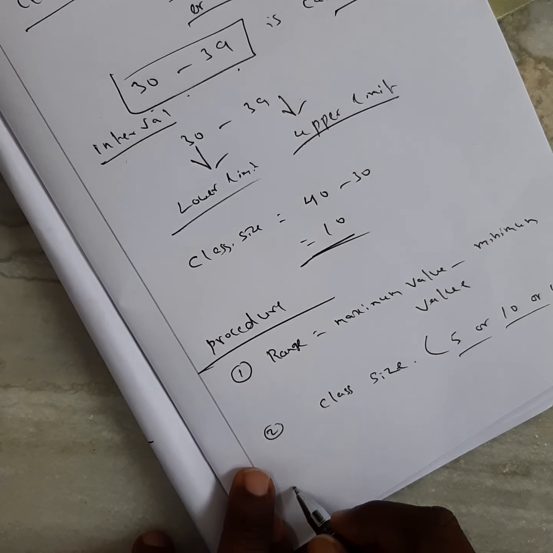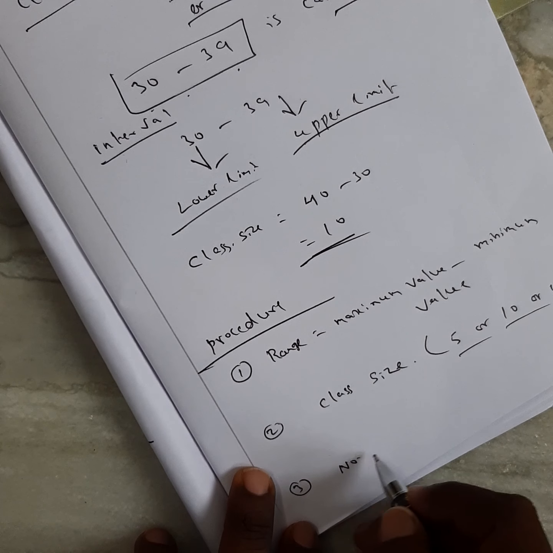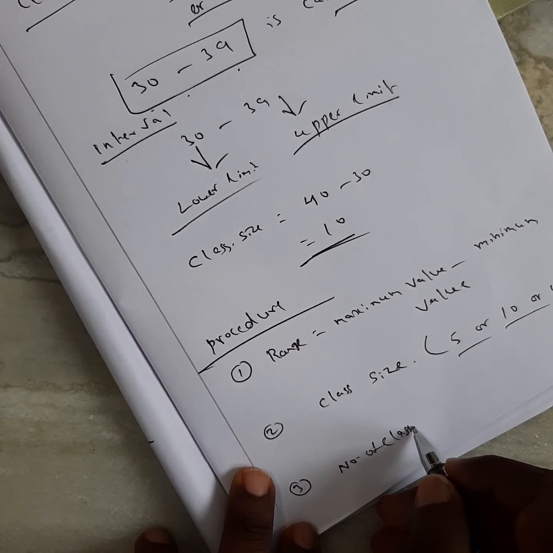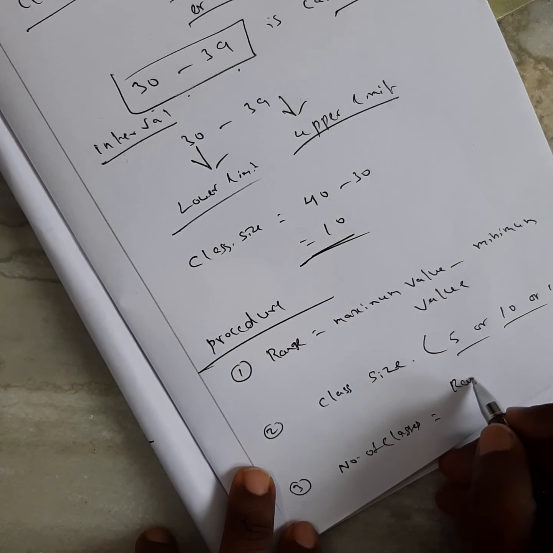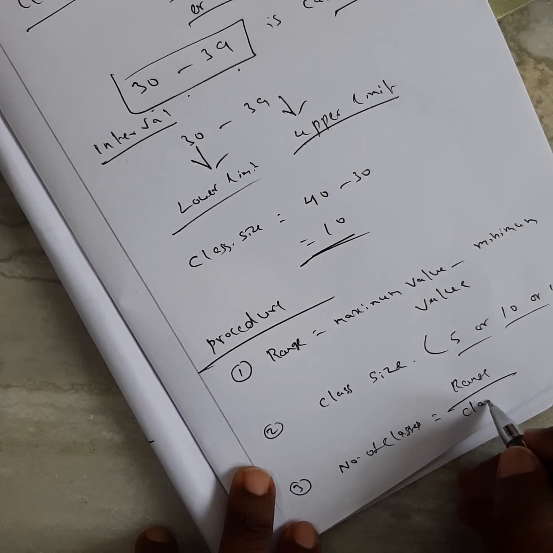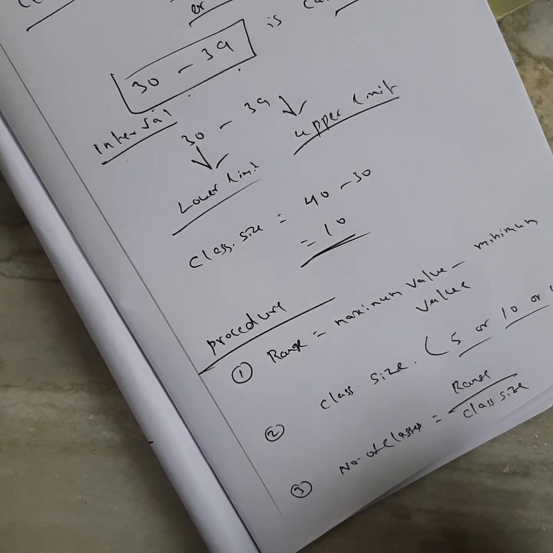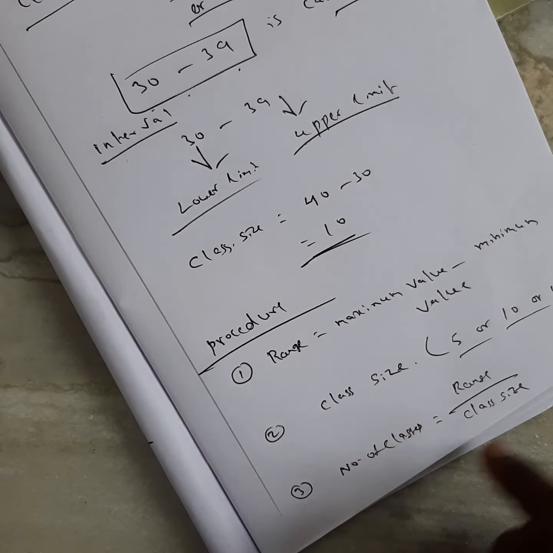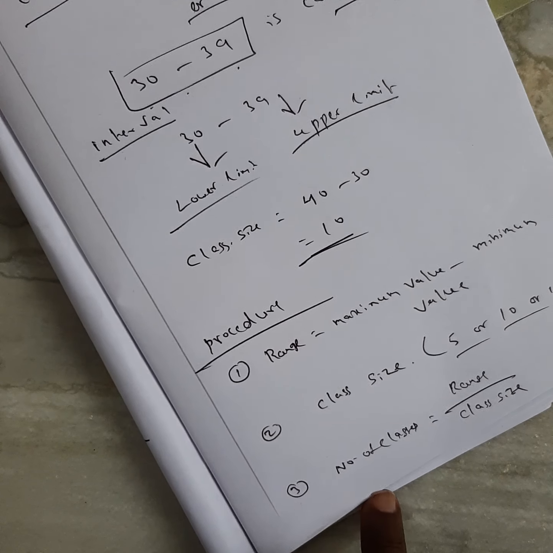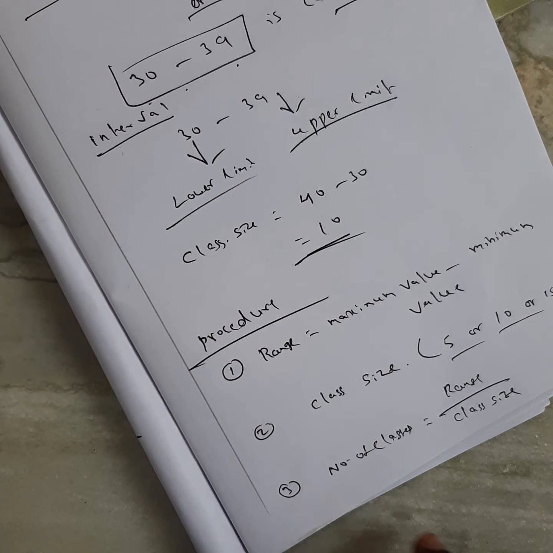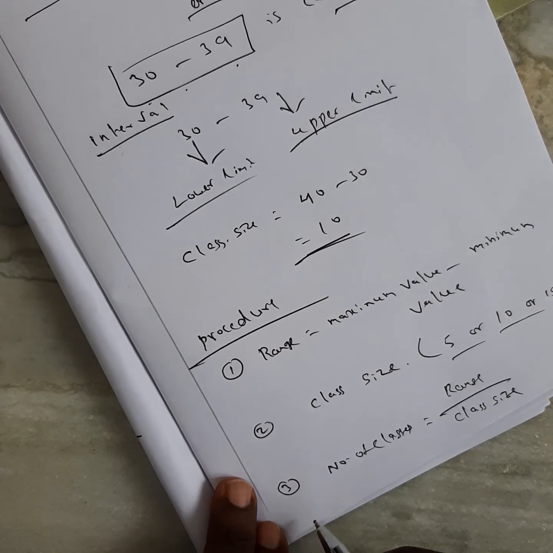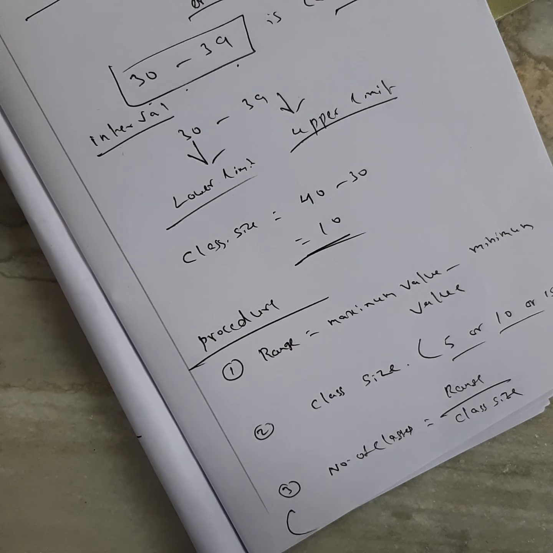After selecting the class size, you will get the number of classes. Number of classes is equal to range by class size. Generally the number of classes will be from 6 to 15, so that it is easy to understand and the table can be seen at a glance by everyone.